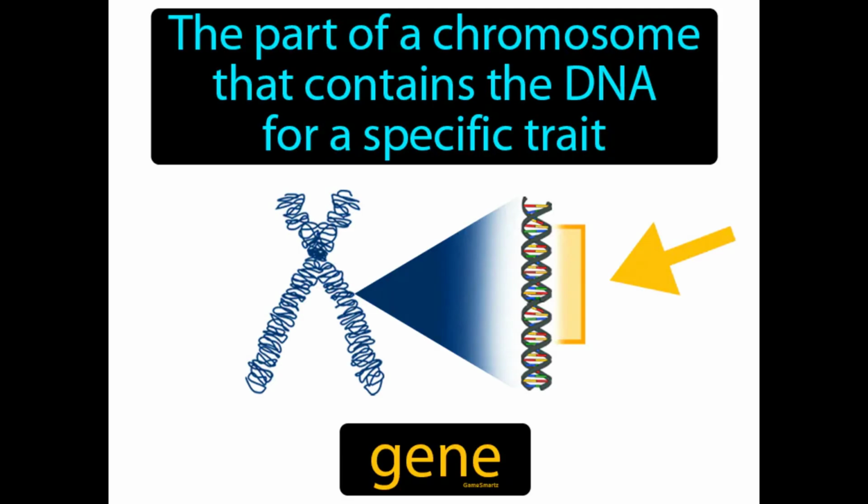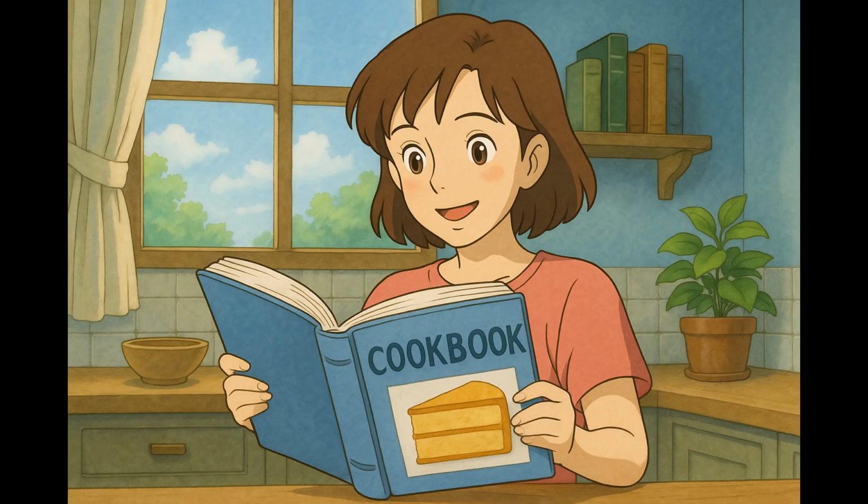The part of a chromosome that contains the DNA for a specific trait, gene. A gene is a section of DNA that determines a specific characteristic or trait in a living organism. Imagine trying to find a specific recipe in a huge cookbook to bake your favorite cake.